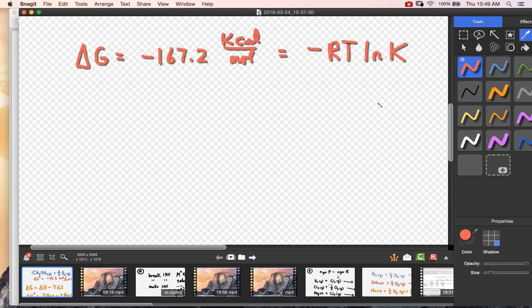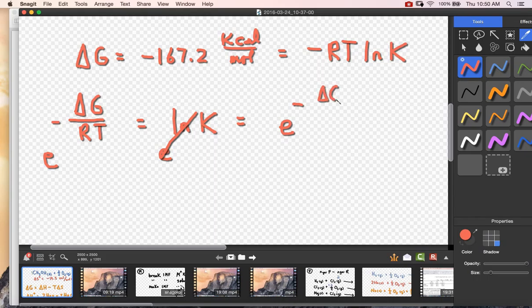If I do exponential algebra to get rid of the natural log, first let's divide by minus RT. So we get delta G over minus RT. So I'm just going to bring out that minus sign. Is equal to the natural log of K. If I raise this equation to base E, the base E of the natural log is 1, and that side cancels to K. So K is equal to base E to the minus delta G over RT.